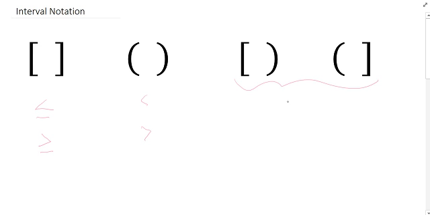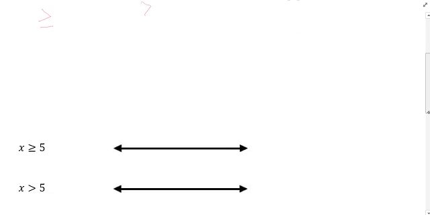These two are usually used in conjunction whenever we're talking about something that goes towards infinity or towards negative infinity, or if we have a unique compound inequality. So let's go ahead and take a look at some examples.